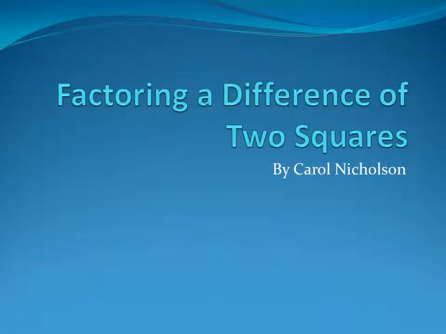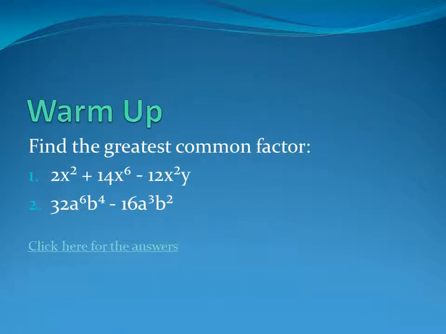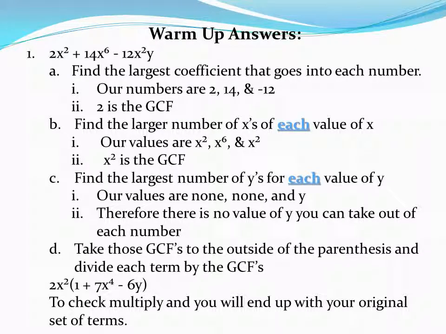Today we're going over factoring a difference of two squares. Let's start with the warm-up, finding the greatest common factor. For our first problem, 2x squared plus 14x to the 6 minus 12x squared y.